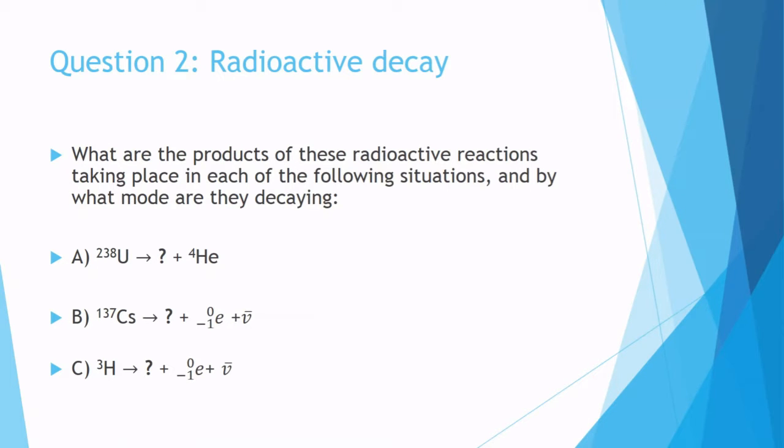The next question we will be looking at is, what are the products of these radioactive reactions taking place in each of the following situations? And by what mode are they decaying? The first reaction is uranium-238 decaying into something and a helium particle. In the second reaction, we see cesium-137 decaying into something, an electron, and an electron antineutrino. The last reaction is tritium, which undergoes the same decay as the example above.